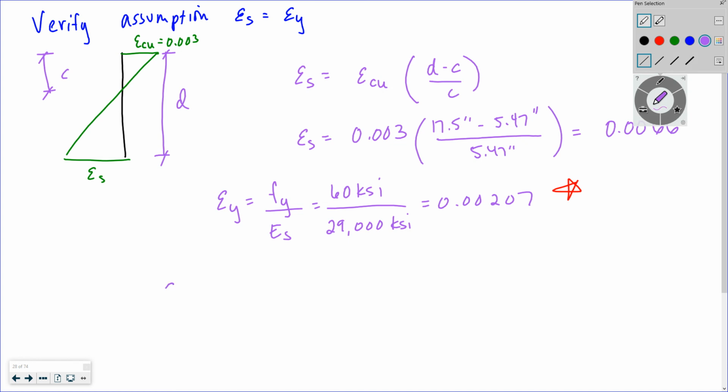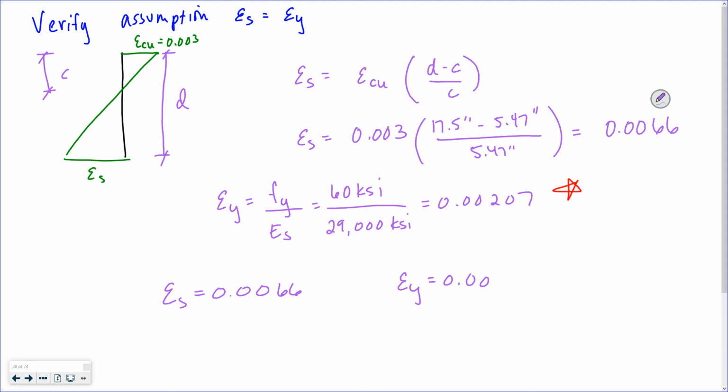See, epsilon S is 0.0066, epsilon Y is 0.00207. Strain in my steel is greater than my yield strain. Yay! Therefore, it's tension controlled.